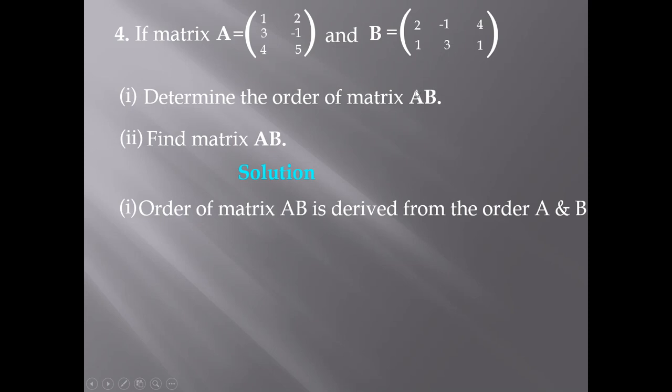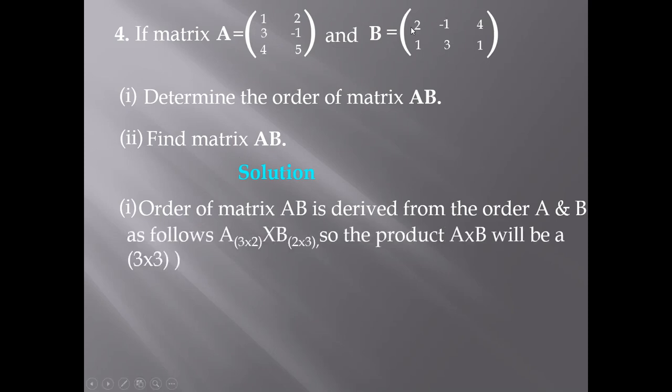Can you do that? The order of A. Try to find out that. What is the order of matrix A? How do you state that? Look at the number of rows and the number of columns in matrix A. How many rows can you see in matrix A? 1, 2, 3. First row, second row, third row. So it has 3 rows. How many columns? 1, 2. So meaning that A is a 3 by 2 matrix.